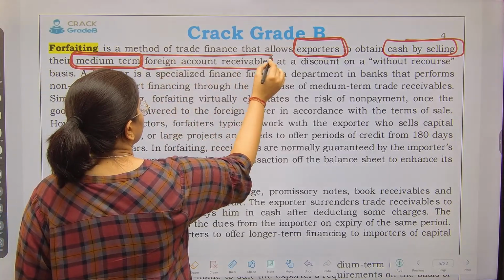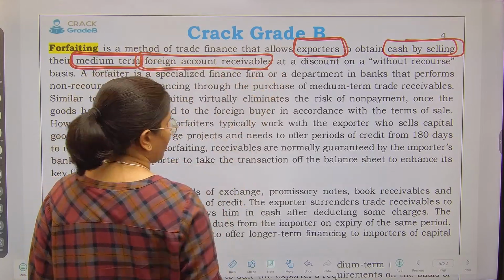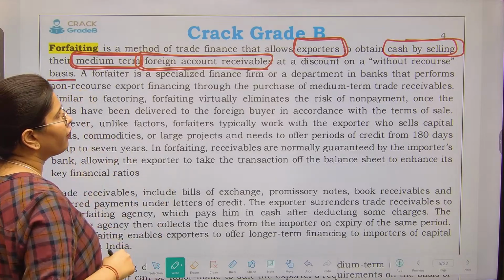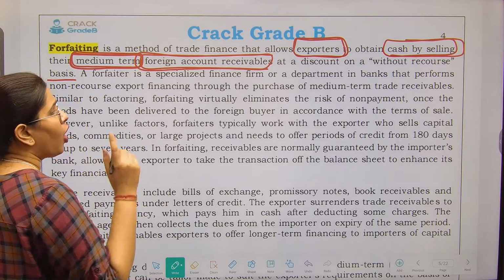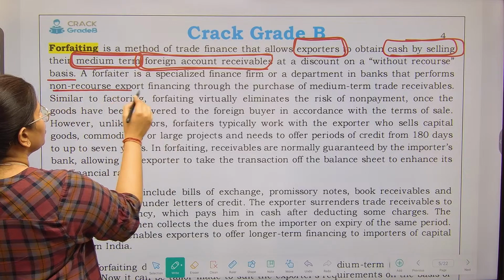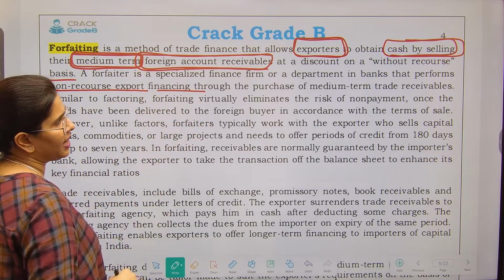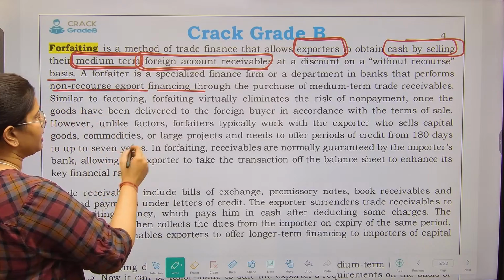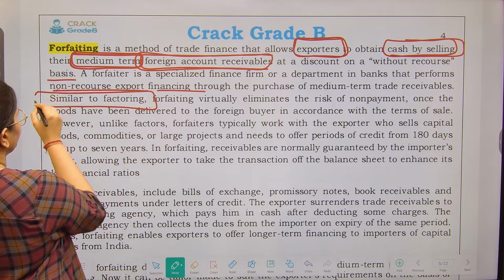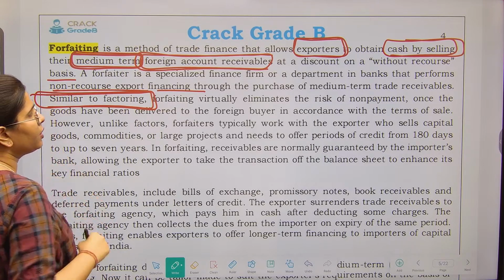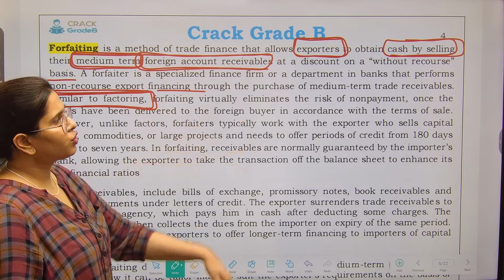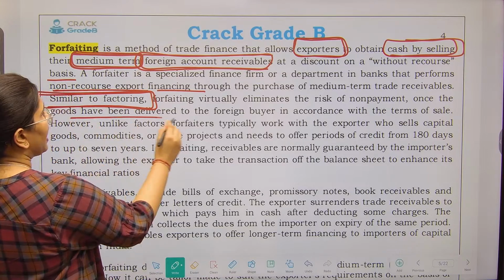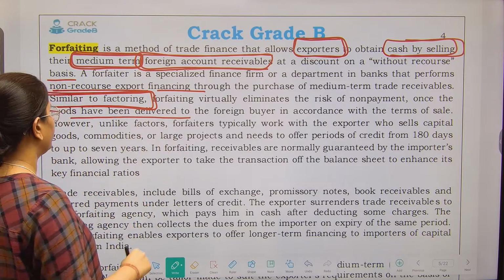Foreign account receivables at a discount on a without recourse basis. A forfeiter is a finance firm or a bank that performs non-recourse export financing through the purchase of medium-term trade receivables. Now, this line you should focus on. It is similar to factoring. Forfeiting virtually eliminates the risk of non-payment once the goods have been delivered to the foreign buyer, right?